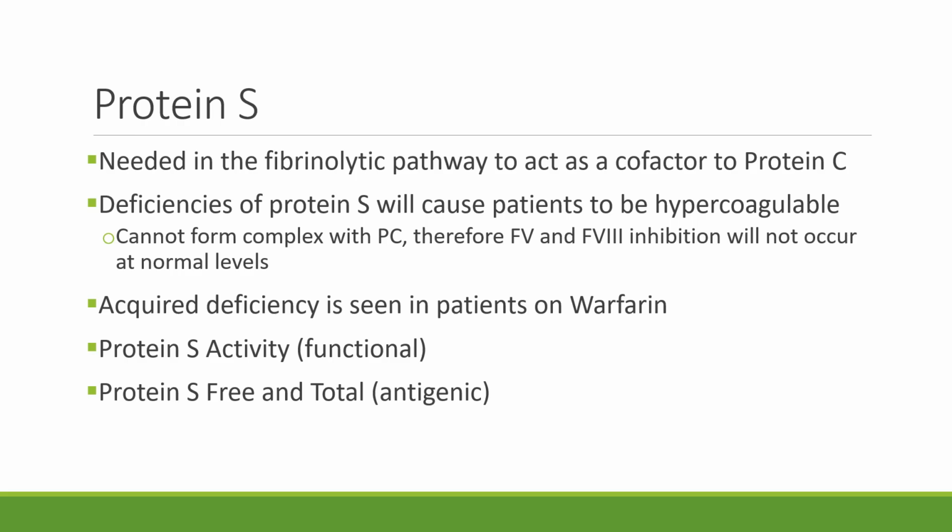We have a couple of tests to check for protein S. We have the functional assay, which is protein S activity, and then we have antigenic, which is going to be protein S free and total. So we're going to be looking at the unbound or uncomplexed protein S, protein S free. And then we're going to be looking for the total, so both the complexed and the free. So the free does not have a complex with protein C, and then also the one that's complexed with protein C.